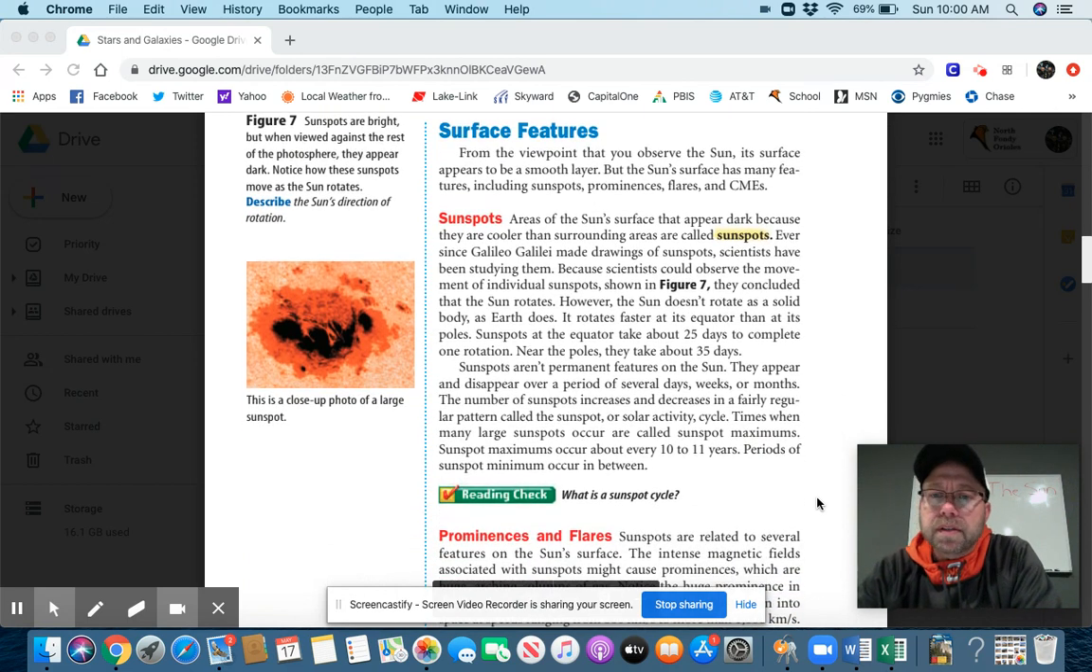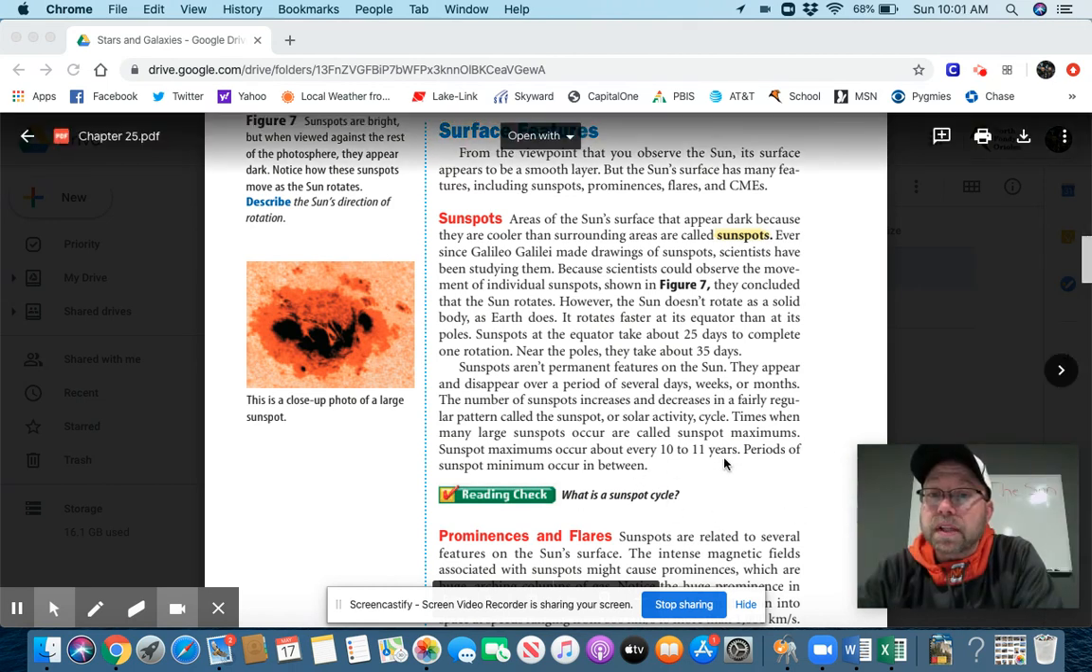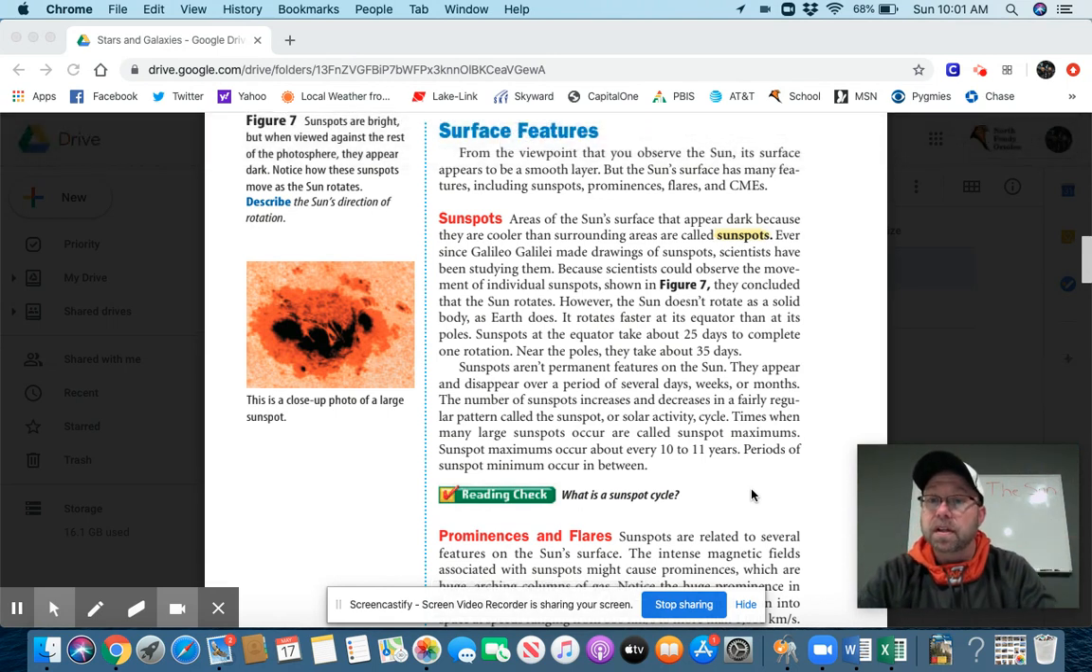A neat thing about sunspots is that there are times when there are a lot of them, and there are times when there are very few or none of them pointing towards the Earth. So that actually happens in about a 10 to 11 year cycle, where we have sunspot maximums, and then another 10 or 11 years later, we have another sunspot maximum, and in between time would be considered a sunspot minimum, where we have fewer and fewer of them.